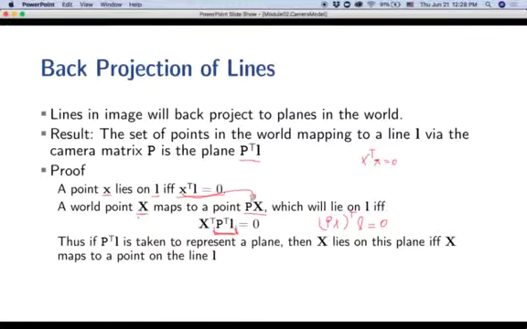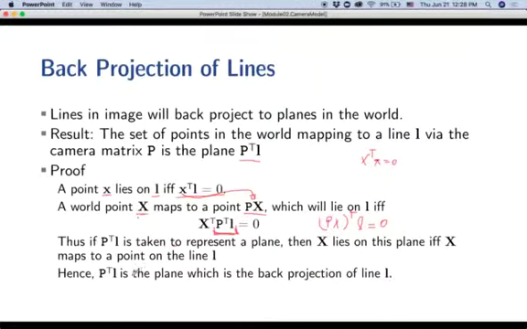Is the argument clear? A very simple, elegant proof. I'm mentioning this elegance again and again so you appreciate it, because these are really one-line proofs now. This is the simplification afforded by projective mathematics. Hence the result: P transpose L is the plane which is the back projection of the line L.